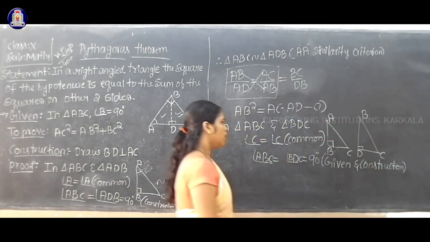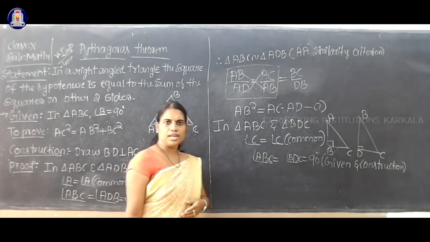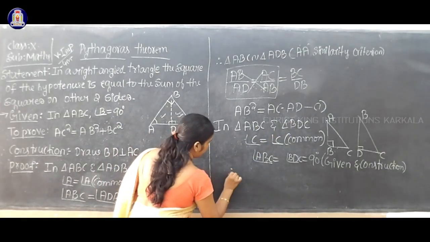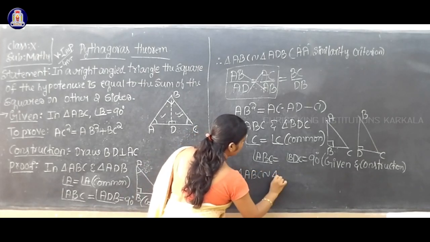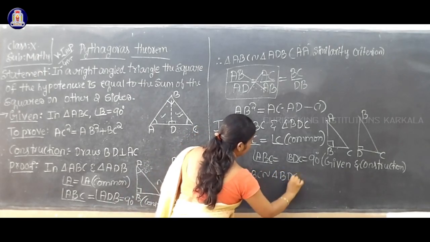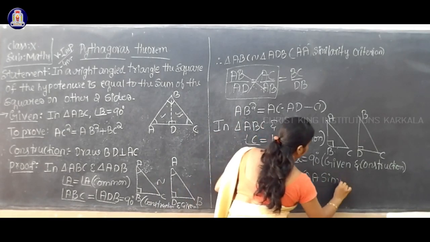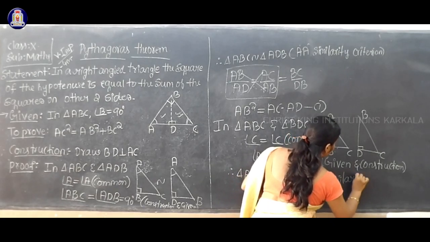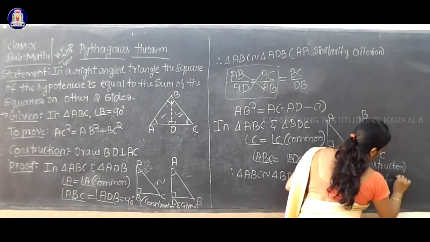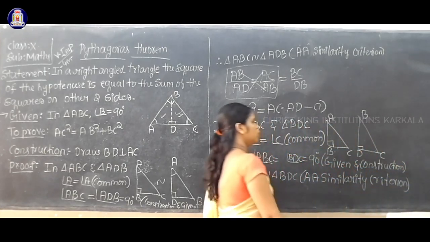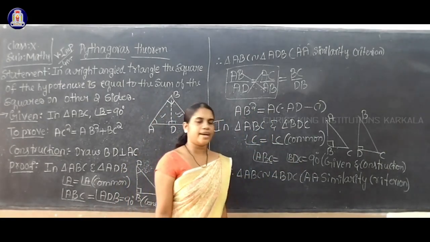Okay, so therefore, by using these two criteria, can I say these two triangles are similar? Yes. So therefore, triangle ABC similar to triangle BDC. What is the reason? AA similarity criteria. So by using the AA similarity criteria, we can say that these two triangles are similar, isn't it?